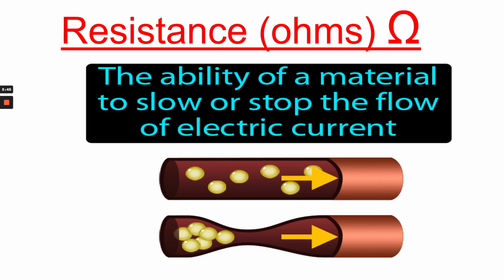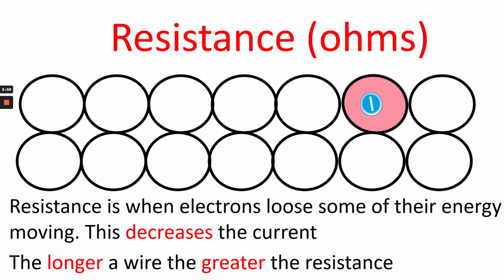Now, what is resistance? It is measured in ohms, and it is the ability of a material to stop the flow of electric current. It is kind of the opposite of potential difference. Potential difference makes current flow, resistance stops current flow. Resistance is the bad thing unless you're looking to heat something up, okay?